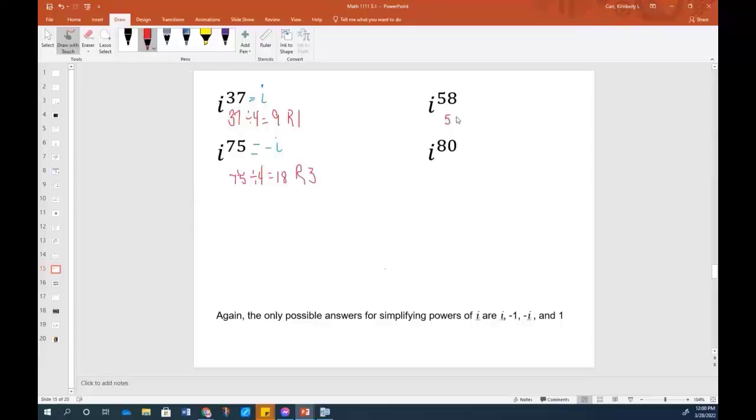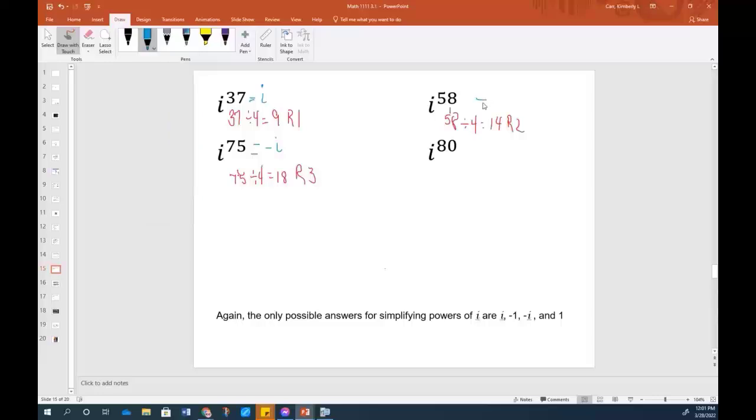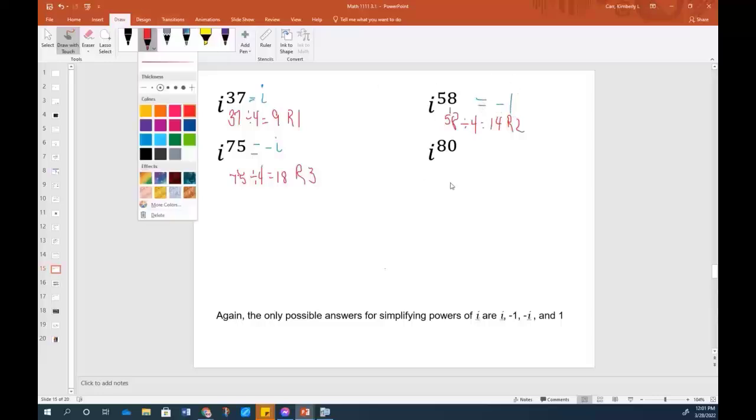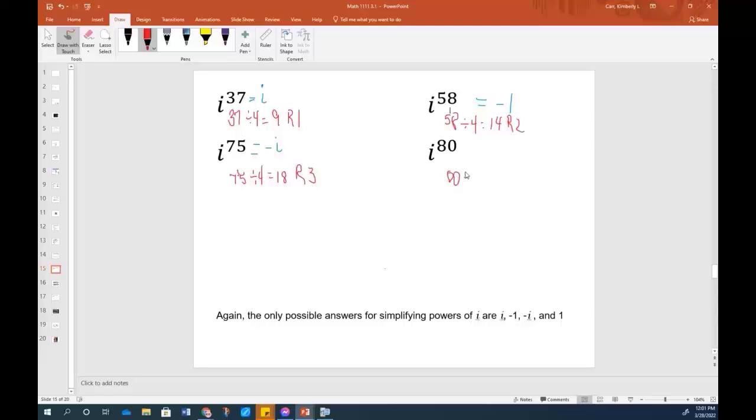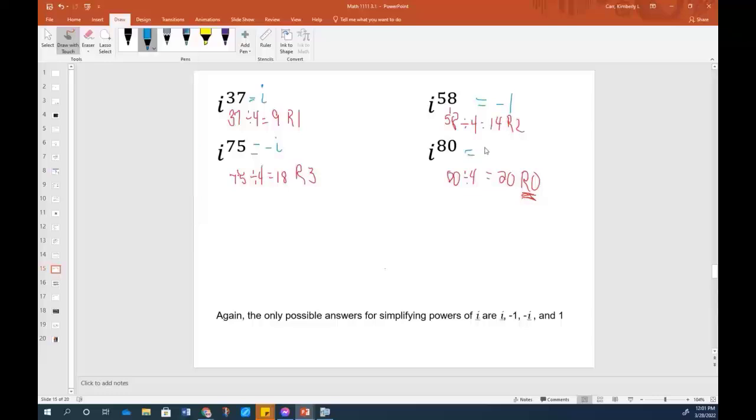So 58 divided by 4. Well, 4 will go into 5 one time with 1 left over. 4 will go into 18 4 times, that's 16. And then there's 2 left over. So my answer is that second one in the lineup, which is -1. And this one will go quickly. 80 divided by 4 is 20. Of course, the important thing there that we normally wouldn't write down is that it has a remainder of 0. If it's got a remainder of 0, that took us to the last thing in the lineup, and the answer is 1.